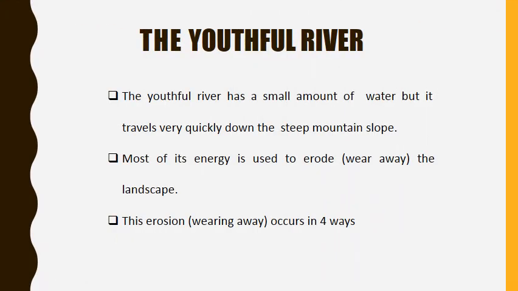The youthful river. The youthful river has a small amount of water, but it travels very quickly down the steep mountain slopes. Most of its energy is used to erode, or wear away, the landscape. This erosion occurs in four ways.